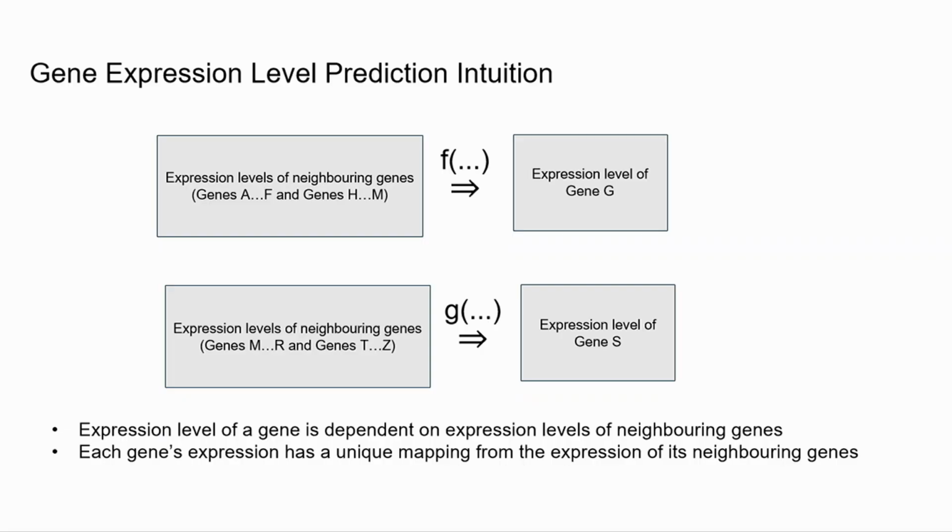But there's one other feature here that's important, which is that the position on the genome also matters. So you see there's a different mapping: we have a function F when we try to predict the expression level of gene G, while we have another function G for the expression level of gene S. So this is our intuition. The two features that we pass into our LSTM or RNN were the expression level of neighboring genes and also the position in the genome.